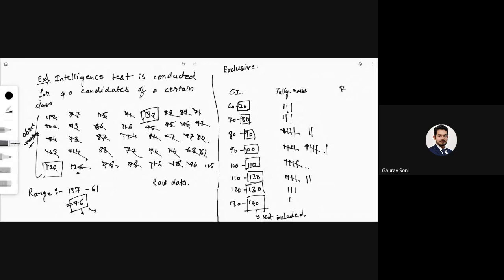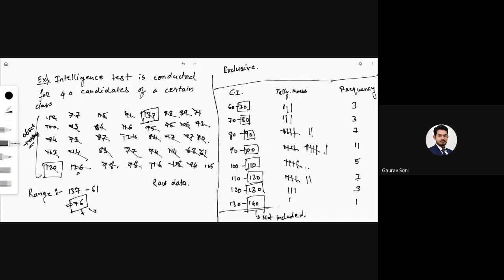So what we call this is the frequency. What is a frequency? Frequency is the number of observations falling into the given interval. In this case, this is 3, 3, 5 plus 2, this is 7, 10 and 1, 11, 5, 7, 3 and 1. So we have got a table.